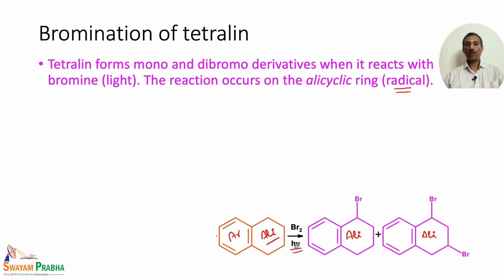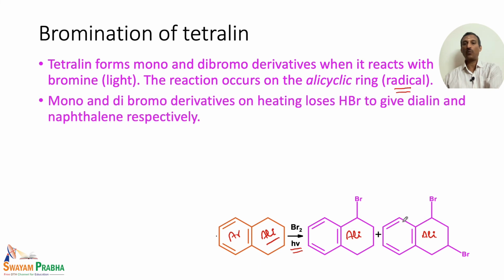Because we are using h nu, that is the light energy, the light energy breaks the bromine molecule into bromine radicals, and that bromine radical adds to the alicyclic ring. So this is a simple radical reaction. That is the reason the alicyclic ring undergoes the reaction, and we end up with the monobromo or dibromo derivative.